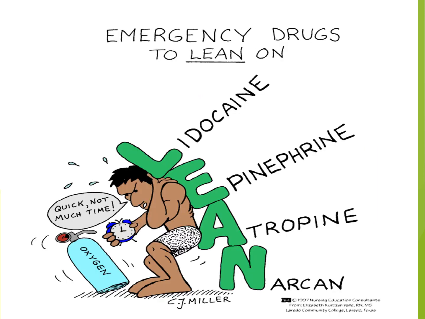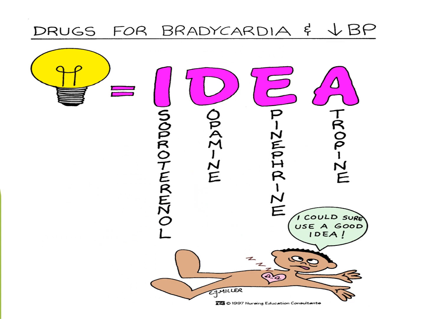Drugs to lean on, remember lidocaine, epinephrine, atropine, and Narcan, right? So quick, not much time. Along with that, O2, lidocaine, epi, right, for code blue, atropine for heart rate less than 60, Narcan for opioid overdose. Here you have an idea, okay? So isoproterenol, dopamine, epinephrine, and atropine, right? So if the patient is crashing, right, they could use a good idea. So always remember these key drugs.